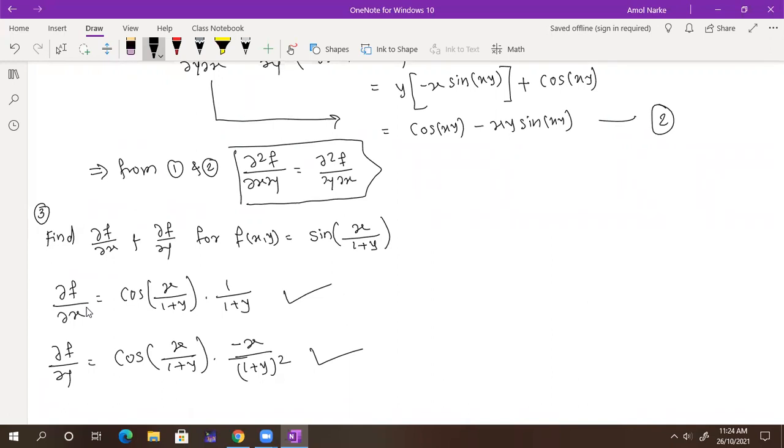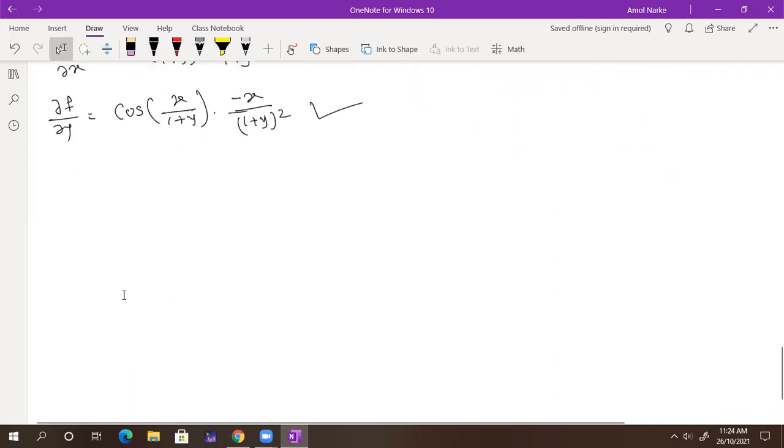Okay, done. Yes, sir, done. Okay, so let's take the next example. First we will take the example, then we will go for the different one. It's quite easy. Okay, let's see what happens. I'm going to give you a little bit big one.